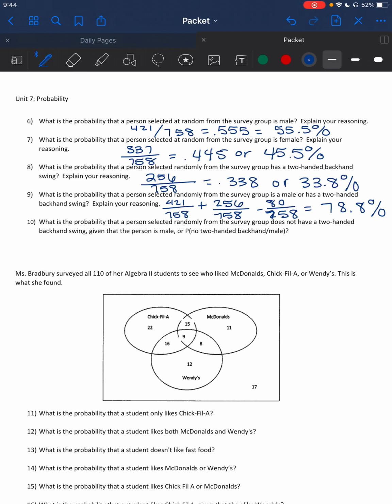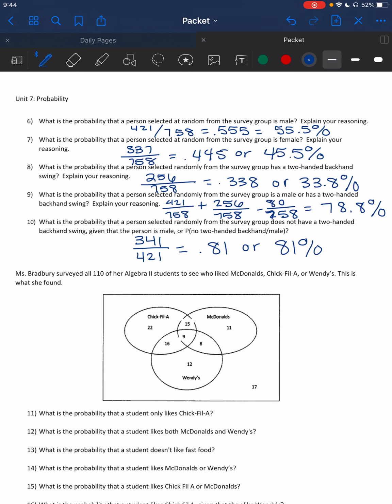Probably the person selected does not have a two-handed backswing, given that they are male. So you have to figure out how many males you have total. So we already did that, 421, that's a given. And then how many people didn't have a two-handed backswing would be the rest of the males that are listed. And so you have an 81% chance of picking one of those males.